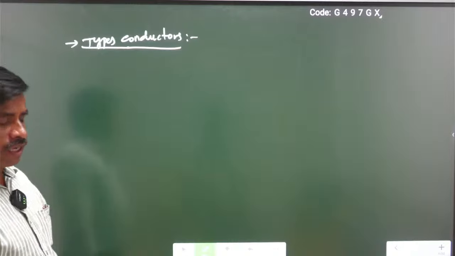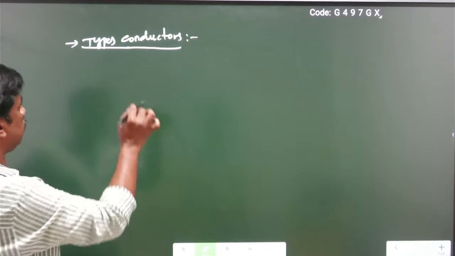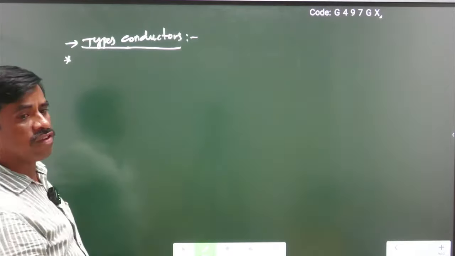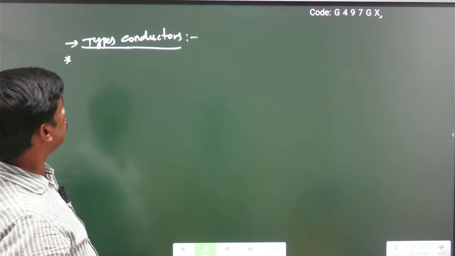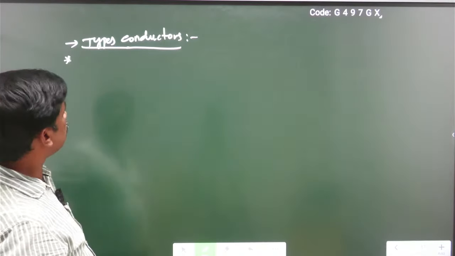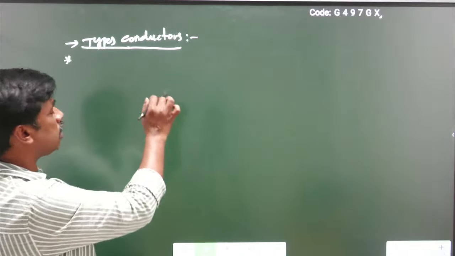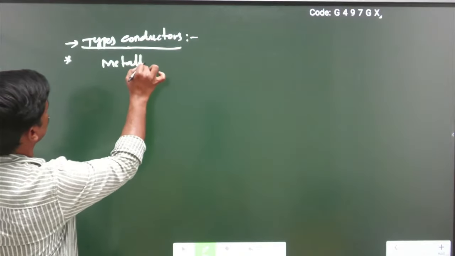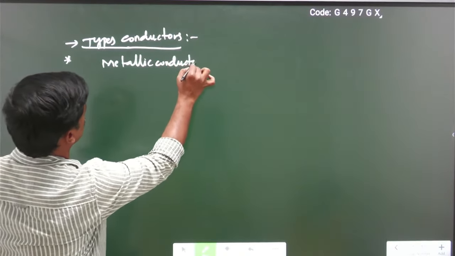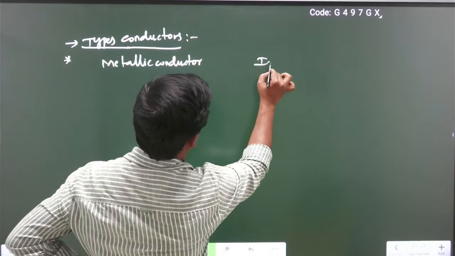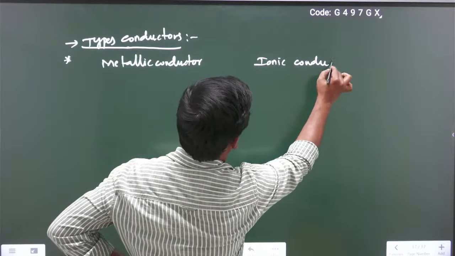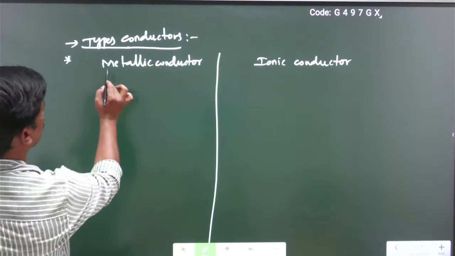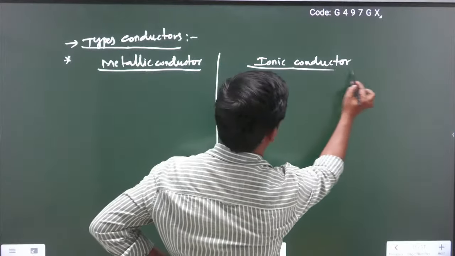Next we have types of conductors. Directly, I am going to explain the differences from an examination point of view. They ask about the differences between metallic conductor and ionic conductor. The total types of conductor are metallic conductor and ionic conductor. These differences are very important for the exam.